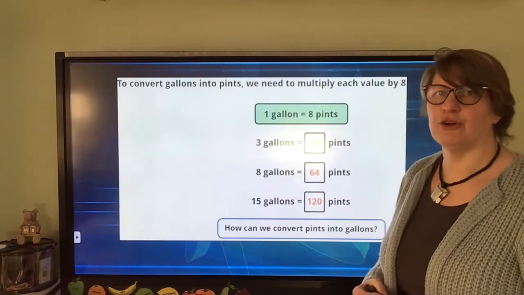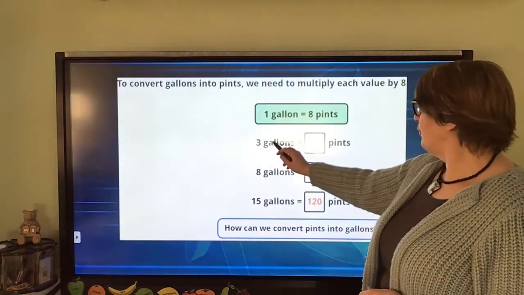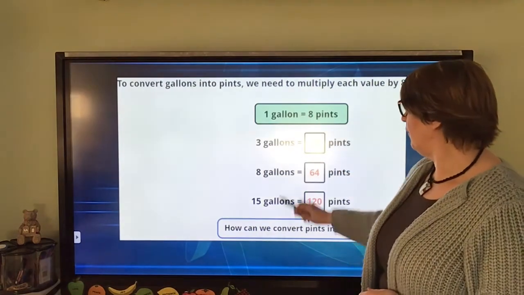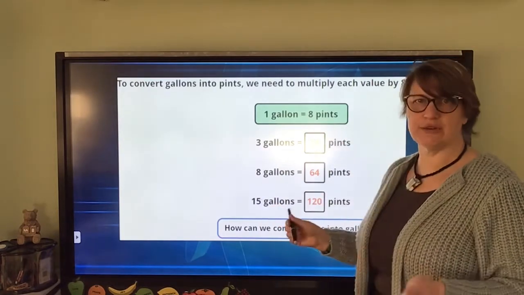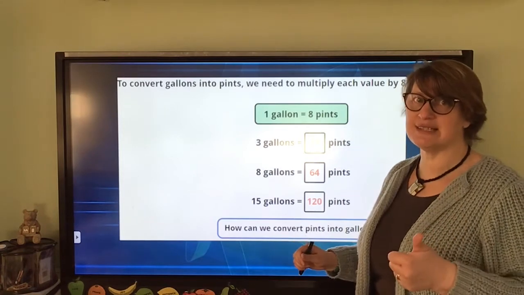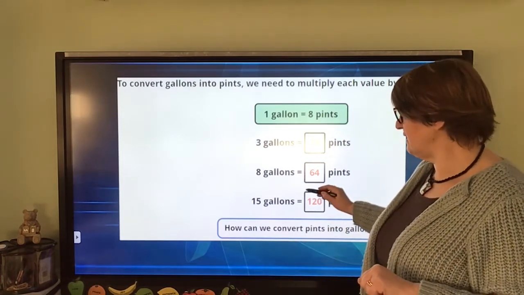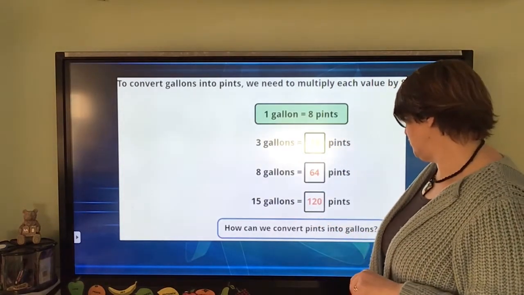And hopefully you got those. Well, the sun streaming through makes it really hard to see. So we've got 3 gallons, so 3 lots of 8 is 24, 8 lots of 8 will be 64, and 15 lots of 8. You might go, I don't know my 15 times table. Okay, you might not, but you do know your 10s and your 5s. So 10 times 8 is 80, half that gives you 5 times, add them together is 120.